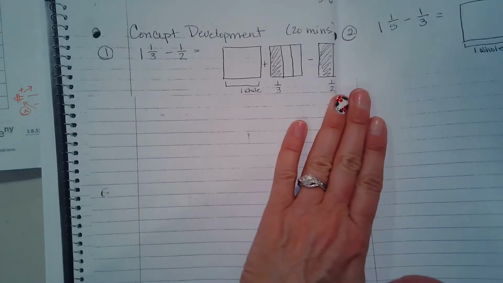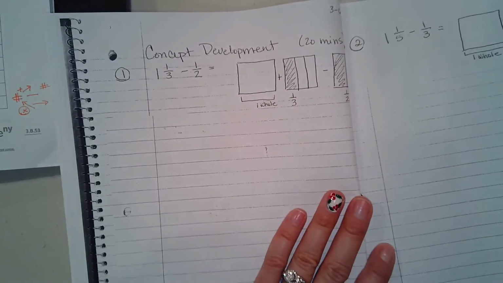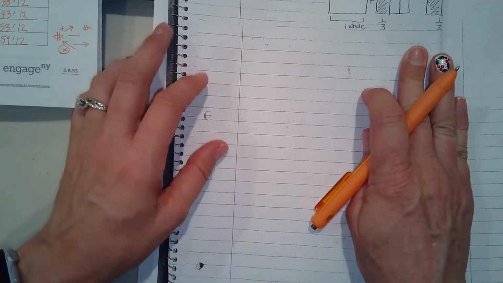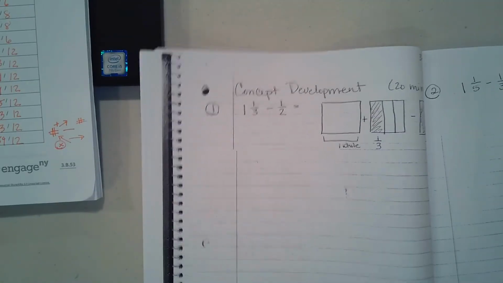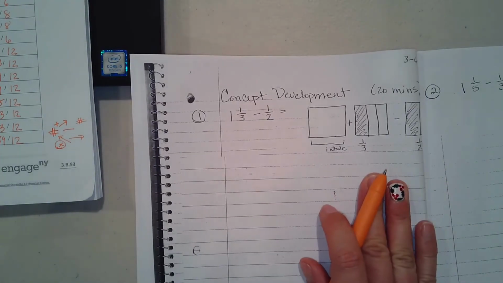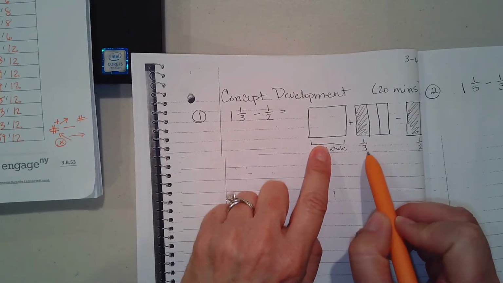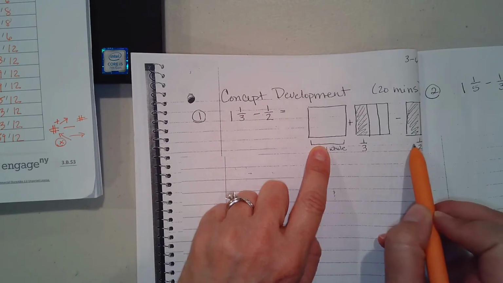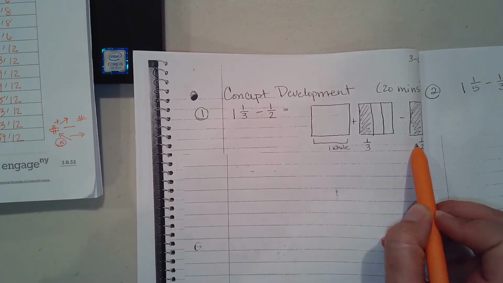So let's go back to our concept development. And we are now working with numbers between 1 and 2. All right, so here we go. We have 1 whole plus a third, and you're going to take away a half. You're going to subtract a half from that.